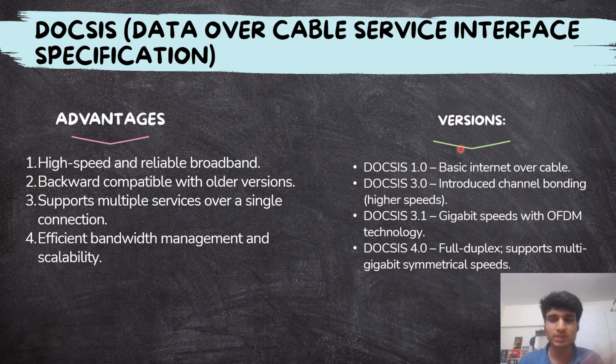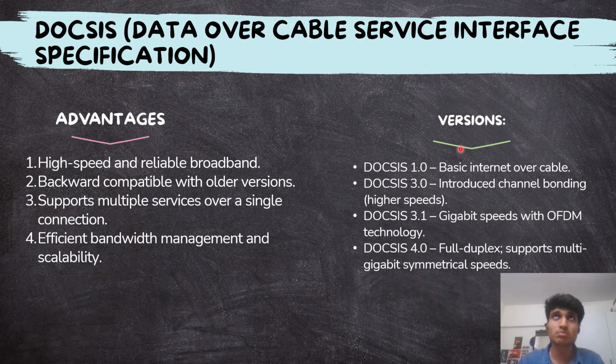Briefly, let me talk about the components of DOCSIS architecture. It's the cable modem, which is at the customer premise; the CMTS, which is on the Internet Service Provider side; and the hybrid fiber coaxial (HFC) network, which combines fiber and coaxial cables to cover long distances effectively.